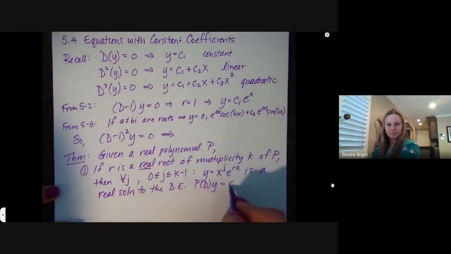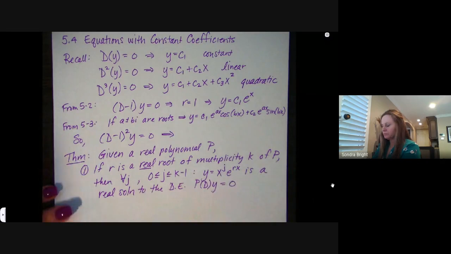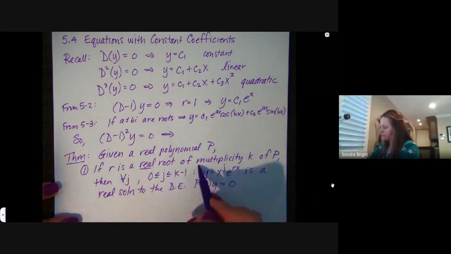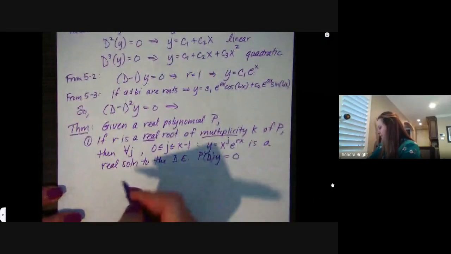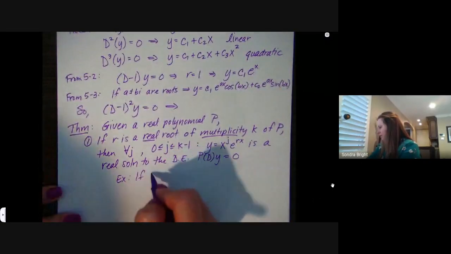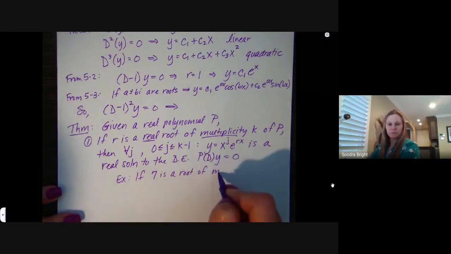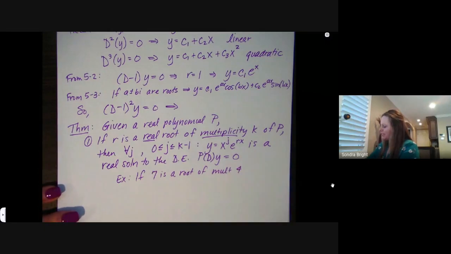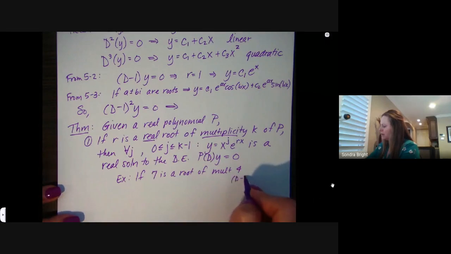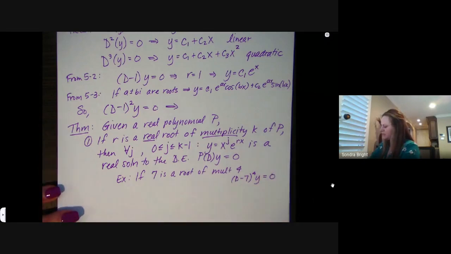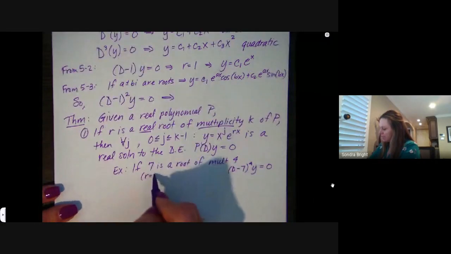p of D operating on y is equal to 0. All right, so that's how we handle real roots with multiplicity. So here's a quickie example. What if 7 is a root of multiplicity 4? Just as a side note, that means that we would have started with D minus 7 to the 4th power operating on y equals 0. Your root would have been 7, but the 4 means you've got a multiplicity of 4 on there.